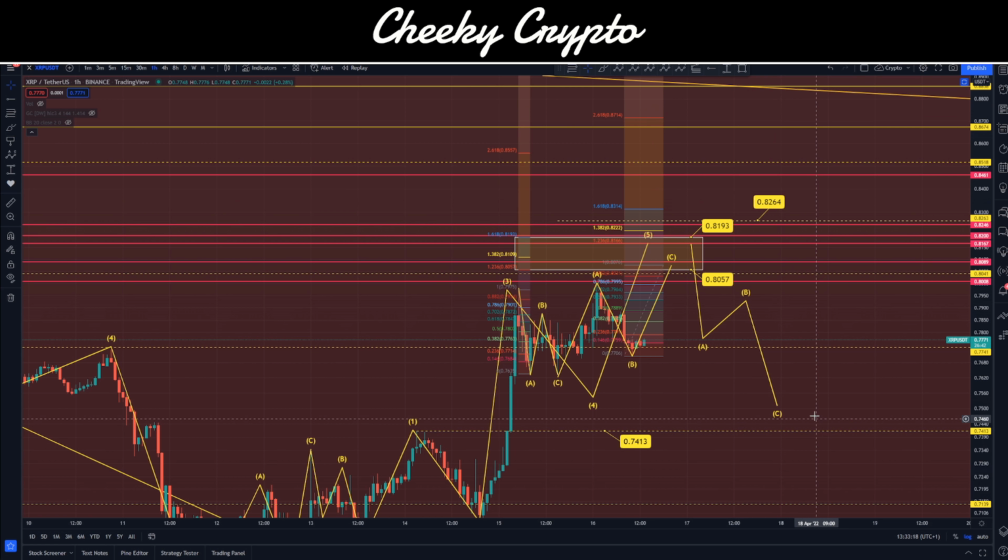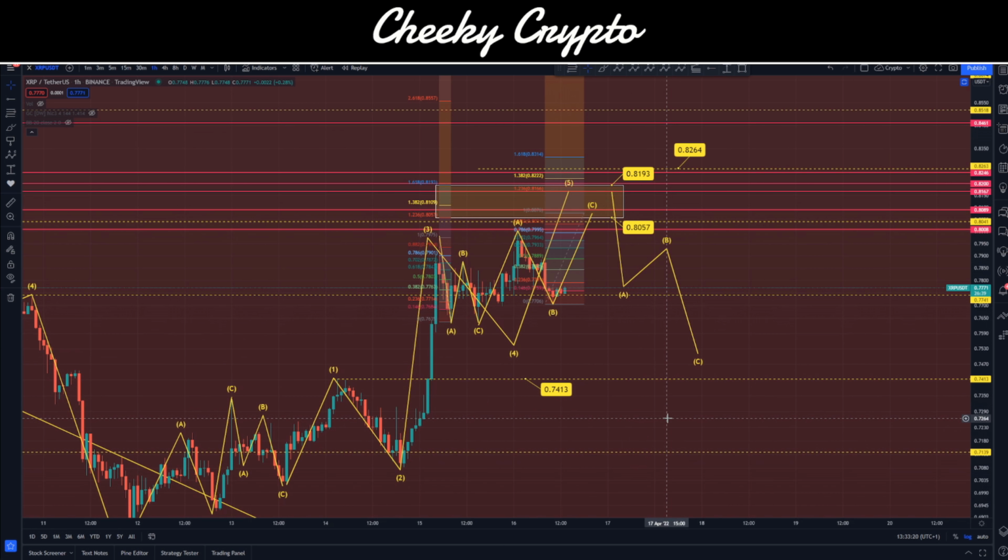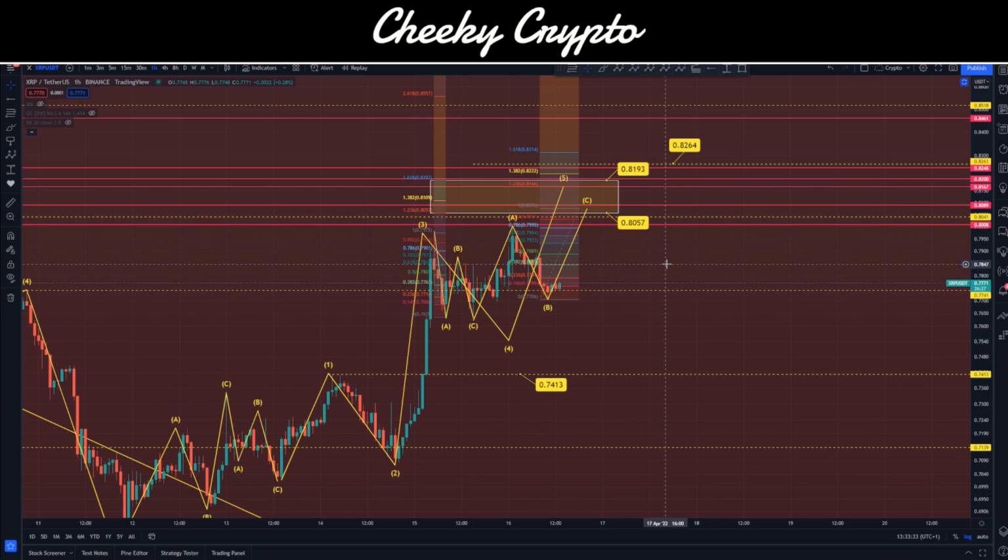After all of that, we should see an ABC correction come back down, and it should be sizable. This is just an indication that it's going to be an ABC. These are not an accurate representation of where I think it's going to go, but there should be some kind of ABC structure forming down here and taking the price of XRP much, much lower. Okay, so that's kind of what's going on here on the shorter time frame.